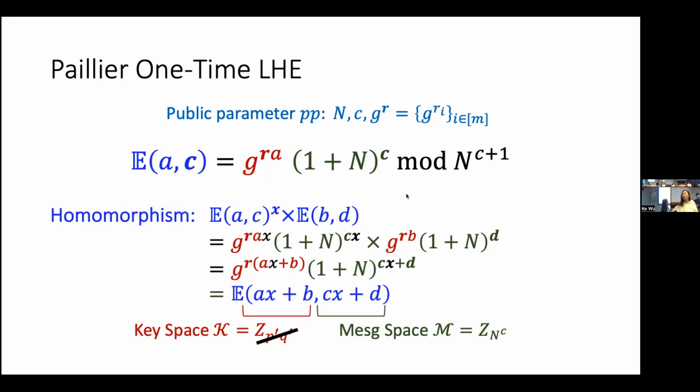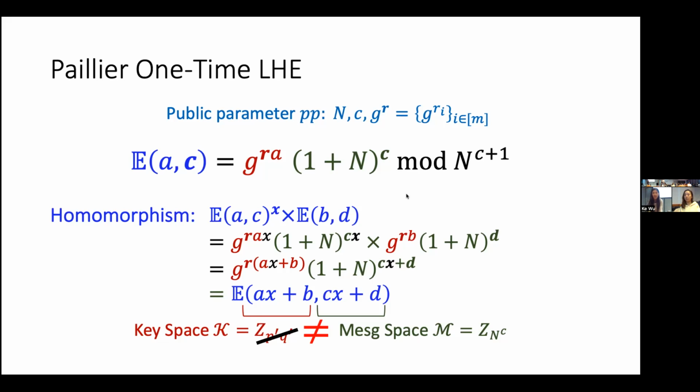That's why we like Clear, because in Clear you can actually decrypt. You will get the easy group to the exponent 1 plus n to the exponent cx plus d. At that point, you can actually discrete log to get cx plus d. All right. But still, the key space and the message space are different.